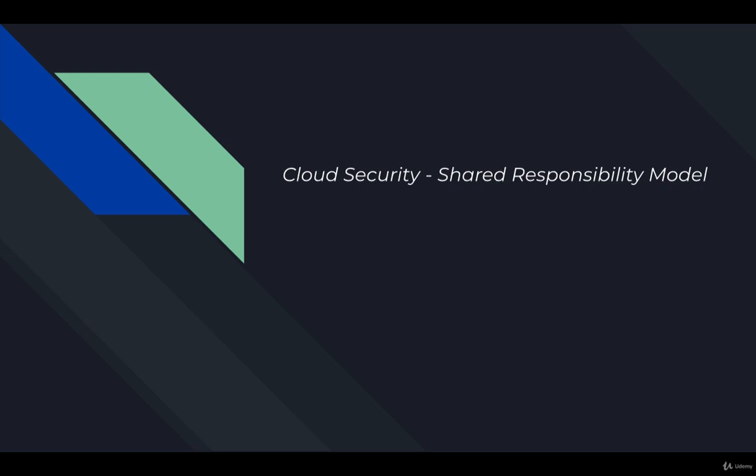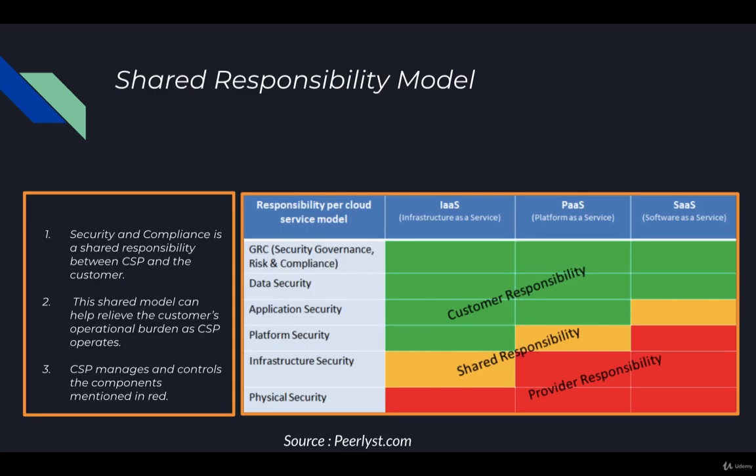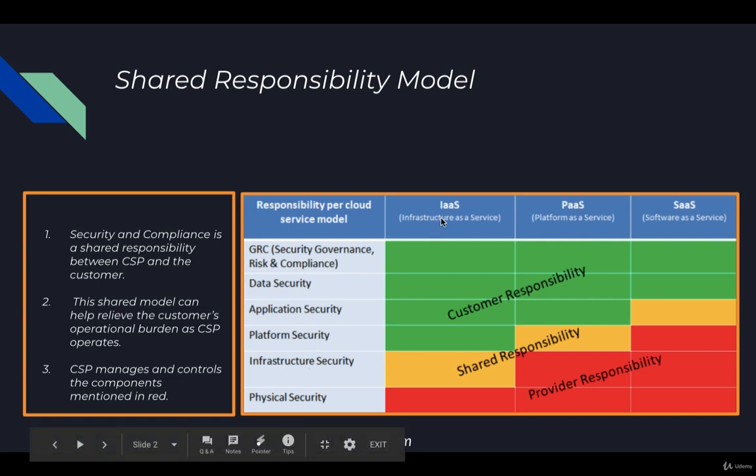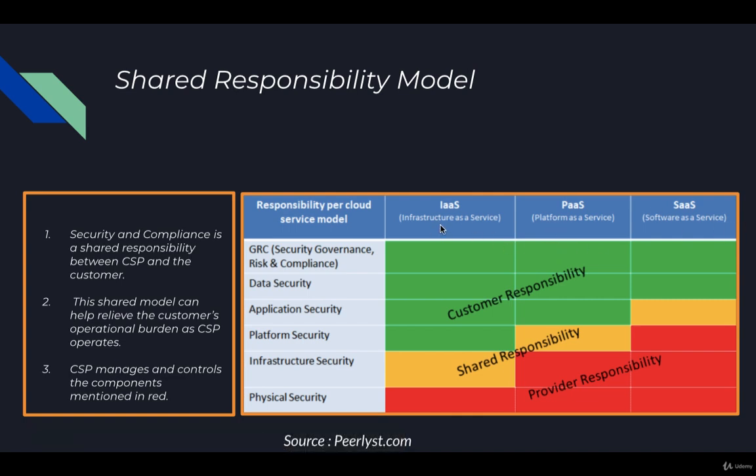So let's study what is there in the cloud security shared responsibility model, a very important concept to understand. If you see the diagram on the right hand side, it is about the responsibility per cloud service model, which covers GRC, governance, risk and compliance, data security, and application security. All these things are on the left. Then we are comparing them with the different service models like IaaS, PaaS, and SaaS. Remember, we have already studied these models. Now we are studying how the security is being managed, who is responsible for what in the case of different service models.